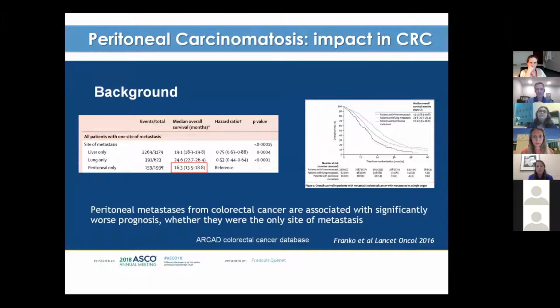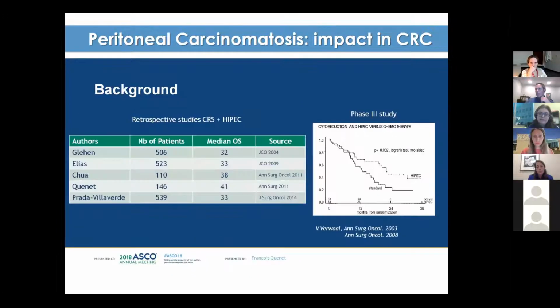Just to put you in context, this is an important paper that was published back in 2016. You can see that the patients that had peritoneal carcinomatosis, even if they have exclusively peritoneal carcinomatosis, the overall survival is very limited. Here you can see it is 16.3 months. If you have liver only, 19 months, and lung only, closer to 25 months. And again, you can see the same in the graph. So this emphasizes that this disease can be devastating to the prognosis of the patients, and brings up the importance of why we should try to treat this disease.